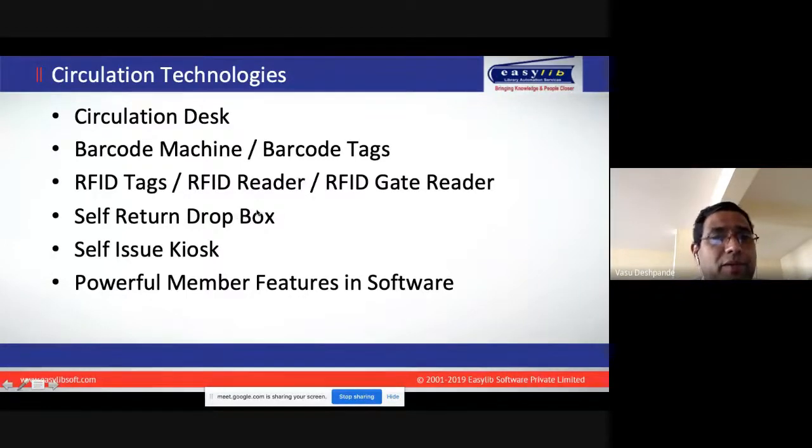Next is the self-return Dropbox. For this, both RFID-based as well as manual Dropbox are available. Self-issue is also possible. Students will come, scan their ID card or RFID card, keep the book, and the book is issued. That's the self-issue kiosk. And lastly, the most important thing is the powerful features in the EPAC or OPAC software, where students get a lot of benefits: what book I have borrowed, when it is due, how much fine has accumulated, all those things.